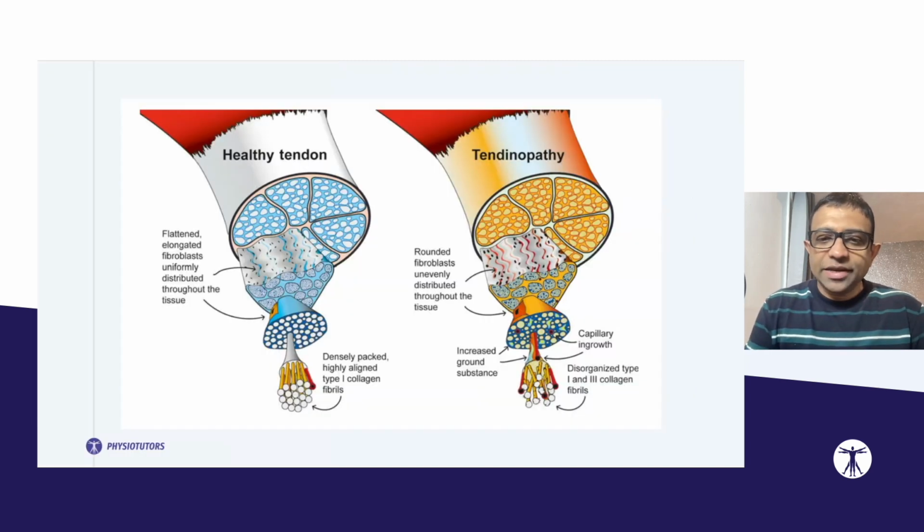So let's set the scene by looking at tendinopathy. Tendinopathy, as we know, is a complex condition, involving a lot of pathological changes. This is a diagram looking into a healthy tendon and also a tendon with tendinopathy. Tendinopathy is a combination of pain, structural changes on imaging, and also impaired function.